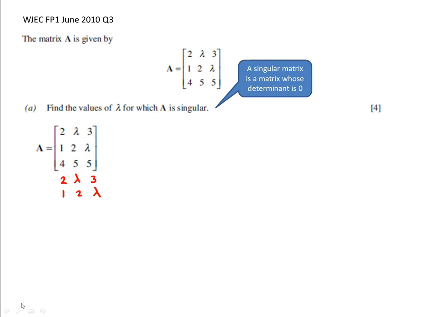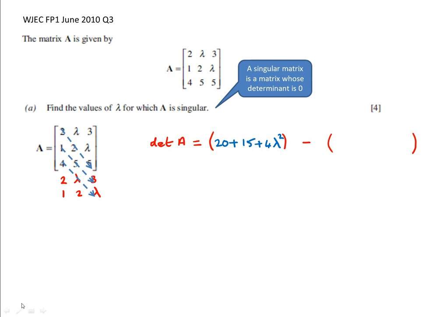and then we start by looking at the diagonals across our array of numbers that go from top left towards the bottom right. So the first diagonal, 2 times 2 times 5, gives me 20. The second diagonal going from top left to bottom right is 1 times 5 times 3, which is 15. And the third diagonal is 4 times lambda times lambda, which is 4 lambda squared.